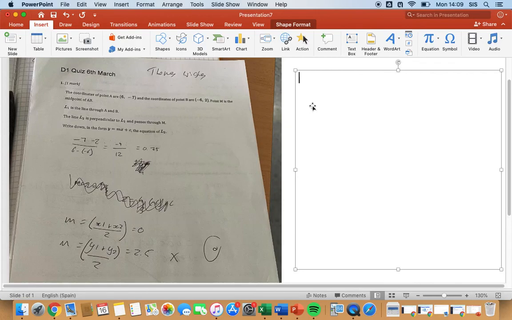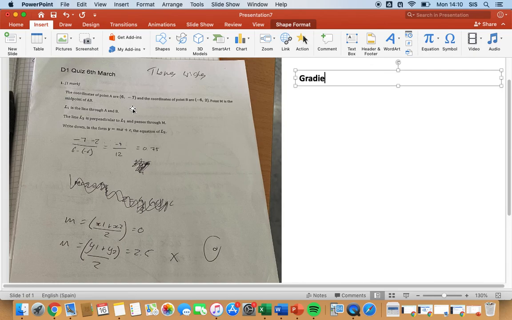Someone asked about how to do this question and why it was incorrect, so I'm going to go through it now. And please, dear ones, if you don't understand any question, please upload it and I can verbally go through it with you. It says the coordinates are this, and point M is the midpoint of A and B. Line 1 is through A and B, line 2 is perpendicular to line 1. Write down the equation of line 2.